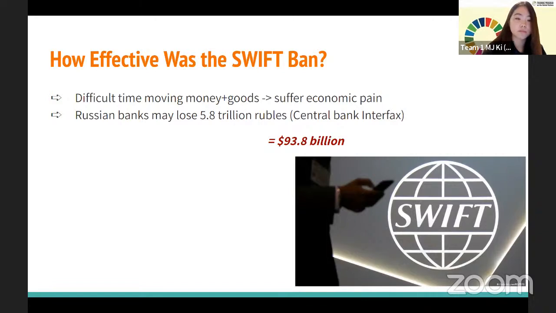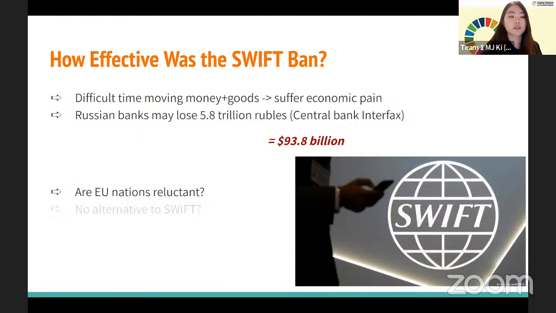So people can ask numerous questions about the SWIFT ban, and now I'll be explaining two questions that are normally asked. One, it's about the reluctance that EU countries have towards the SWIFT ban. So why the reluctance to cut all Russian banks from SWIFT?